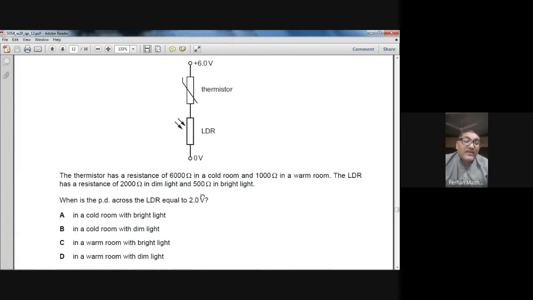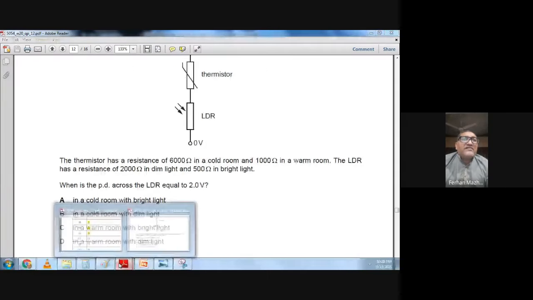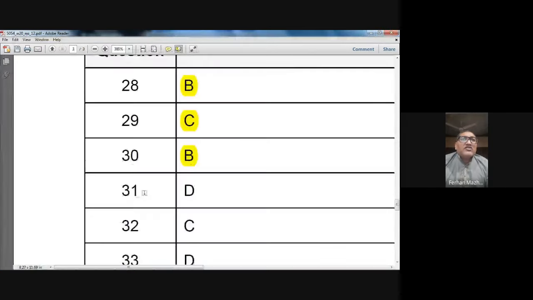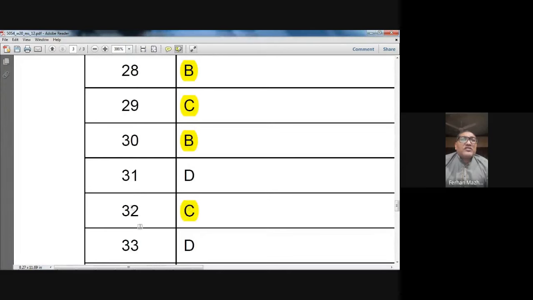So from there, I came to know what the conditions are. For 500 in the LDR, it should be bright light, and 1000 for the thermistor, it should be a warm room. So it should be a bright and warm room. So C looks like the option. For question number 32, C is the right option.